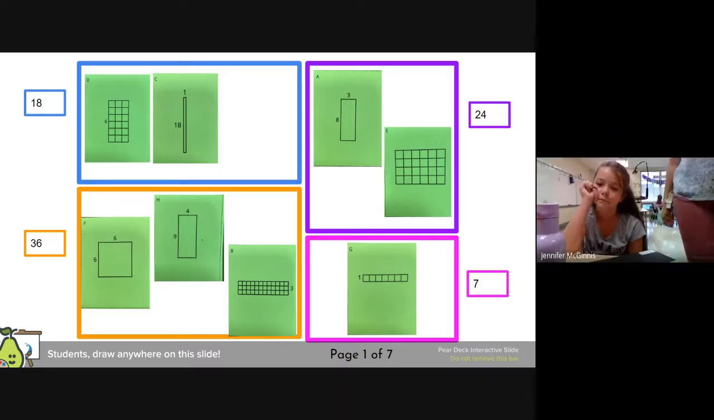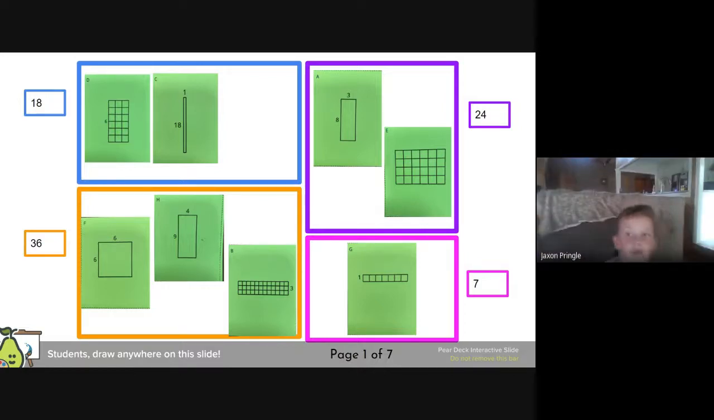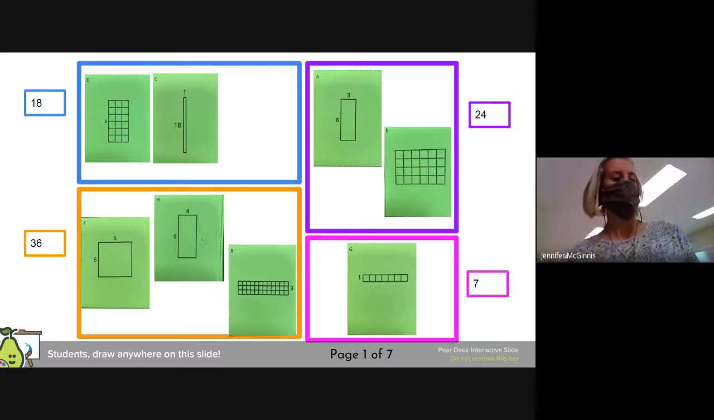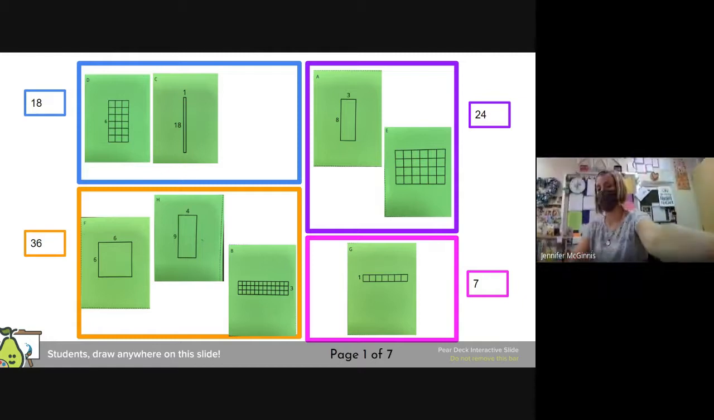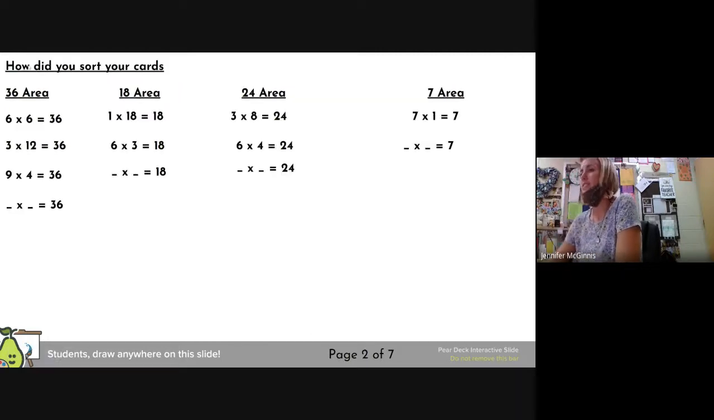Hey. Class? Yes. All right, let's look at this together. Okay. So this is how we sorted our cards if you look at the board. For 36 area, we had 6 times 6 was 36, 3 times 12, 9 times 4. What are we missing here?